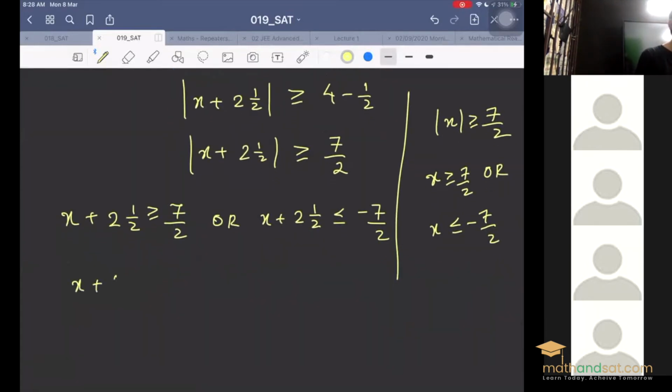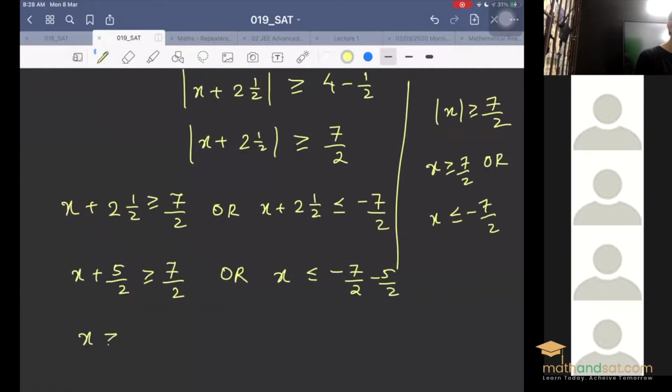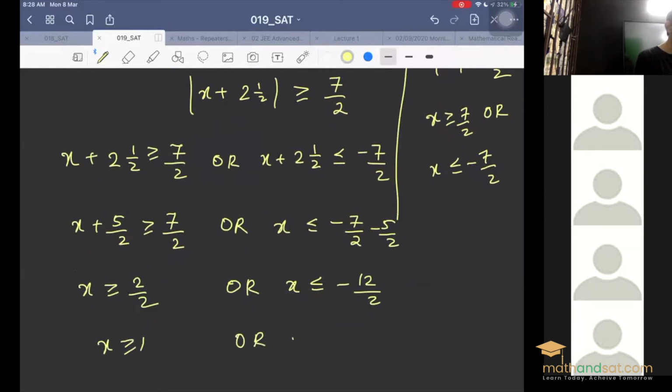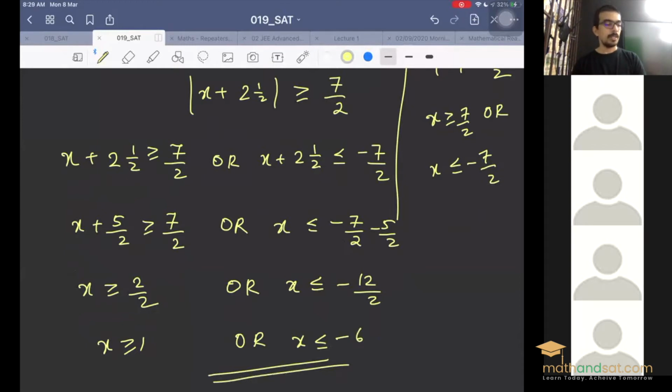And by the way, this 2.5 is nothing but 5 by 2. So x plus 5 by 2 is greater than or equal to 7 by 2, or x is less than or equal to minus 7 by 2 minus 5 by 2. So your x is greater than or equal to 7 over 2 minus 5 over 2, which is 2 over 2, that is 1. Or x is less than or equal to minus 12 over 2, which is minus 6.